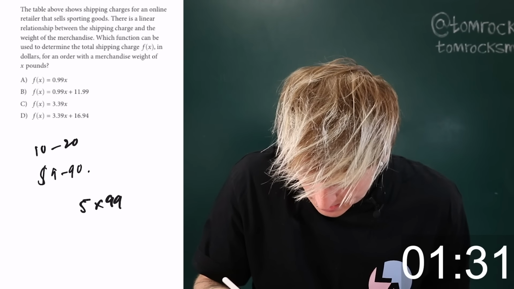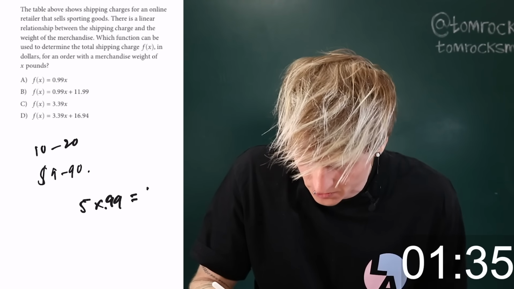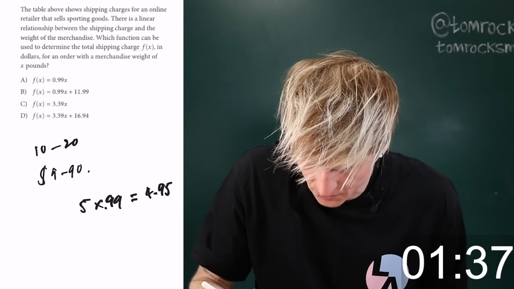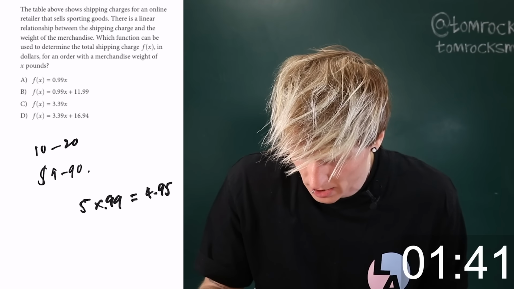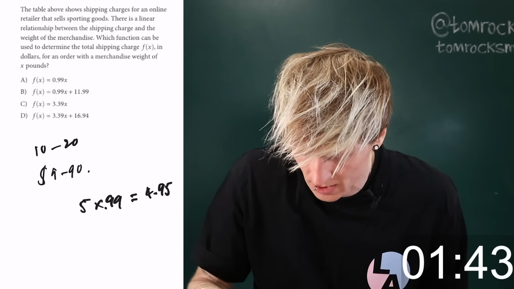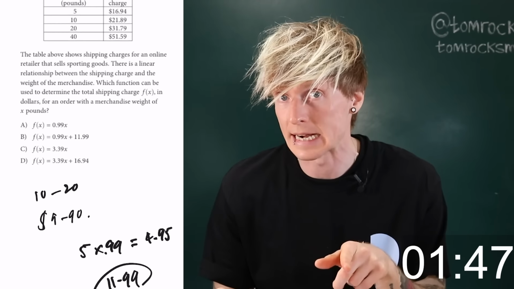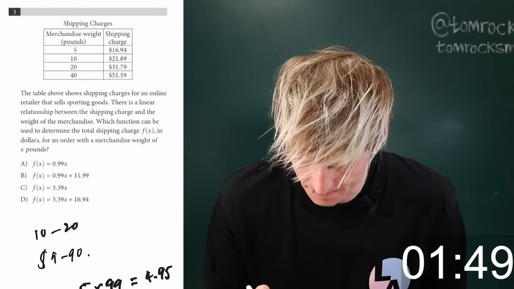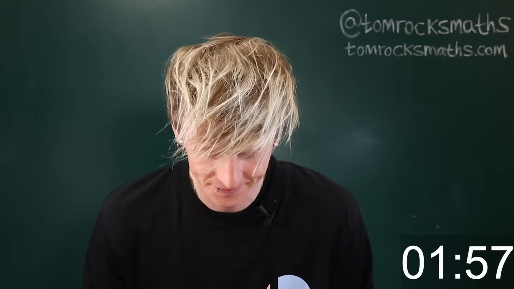Right, so it's 99 cents per thing, but then we need to subtract off 5 times 0.99. So it would be 5, but that's going to be $4.95. So if we take $4.95 away from $16.94, that's $11.99. Okay, so I think the starting value is $11.99 and then it's plus 0.99. So that would be B. Okay, cool. B, happy with that? Nice question, like that one.